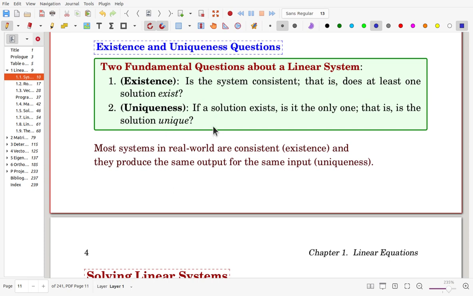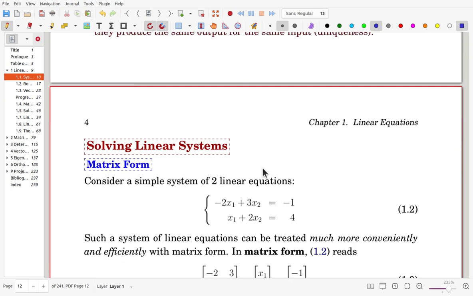When you are dealing with linear systems using computer programs, in many cases, if existence and uniqueness are not guaranteed, then the computational algorithm may break down. So in most cases, when you are solving the problem by using computers, the system should have a unique solution. And also in reality, most systems in the real world are consistent, and they produce the same output for the same input. That means the solution is unique. Existence and uniqueness are guaranteed for most systems in the real world. Okay, now let's begin with how to solve linear systems.